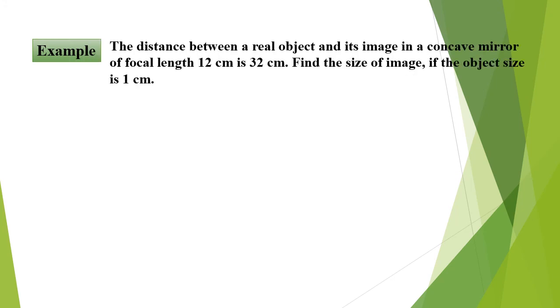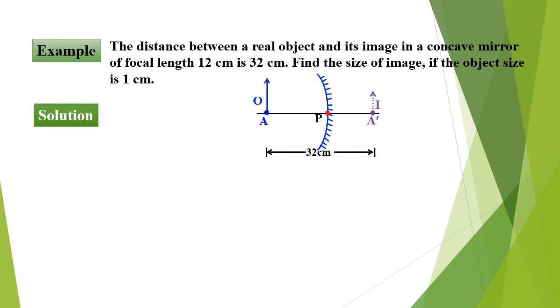Next example, the distance between a real object and its image in a concave mirror of a focal length 12 centimeter is 32 centimeter. Find the size of the image if the object size is 1 centimeter. The given situation is taken in the diagram like this, where the blue A tells that it is object and the violet A dash is telling about it is the image. Distance from blue A to violet A dash is 32 centimeter as they given.